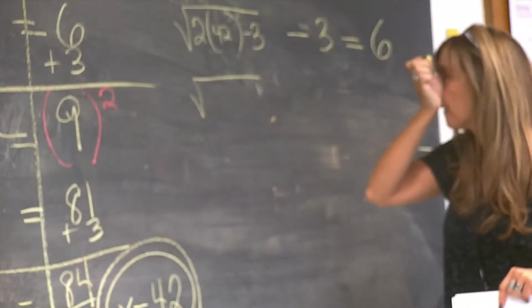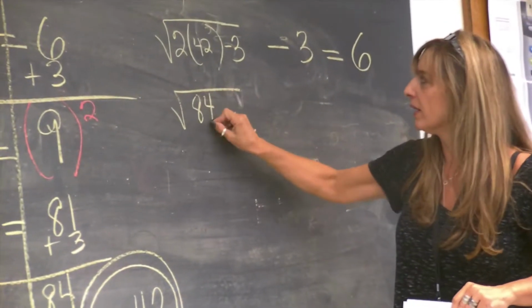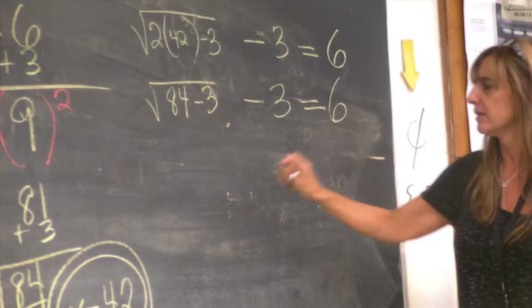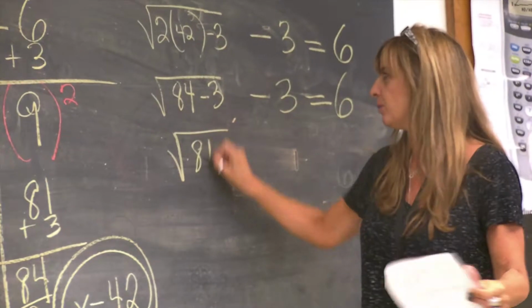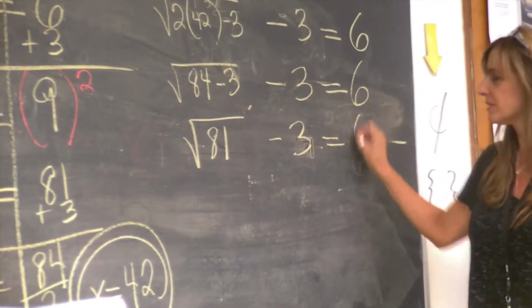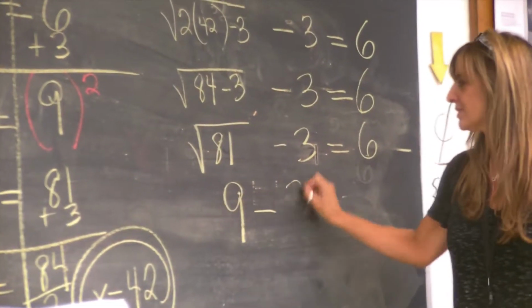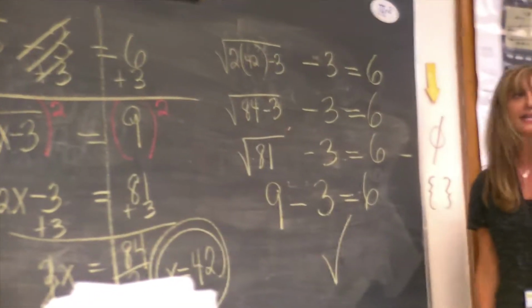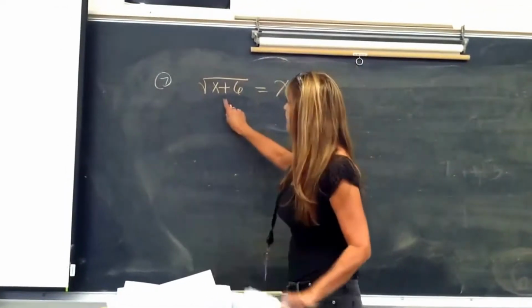I don't know. 84 minus 3, subtract 3 equals 6. The square root of 81 minus 3 equals 6. 9 minus 3 is 6. Woohoo! Who had it?